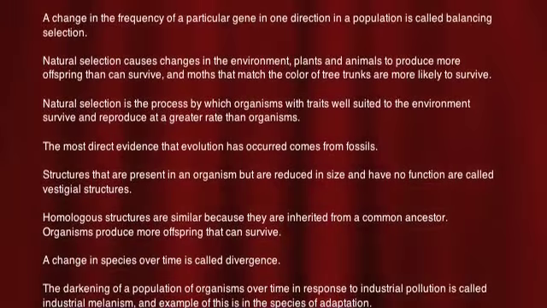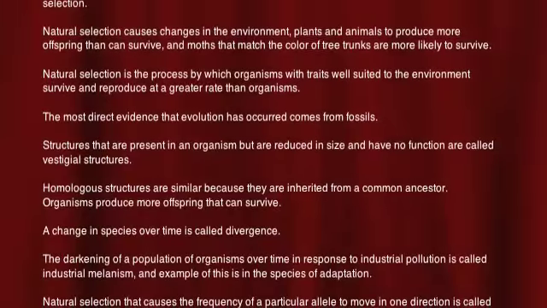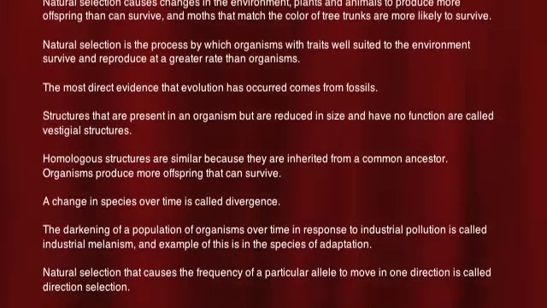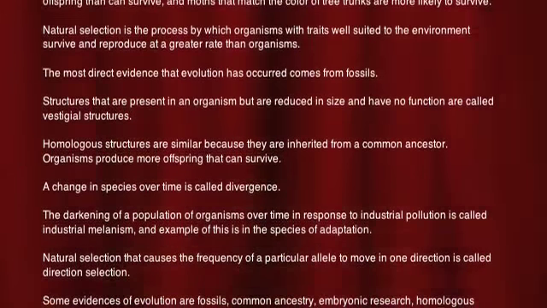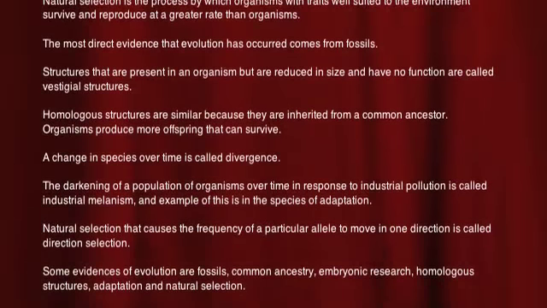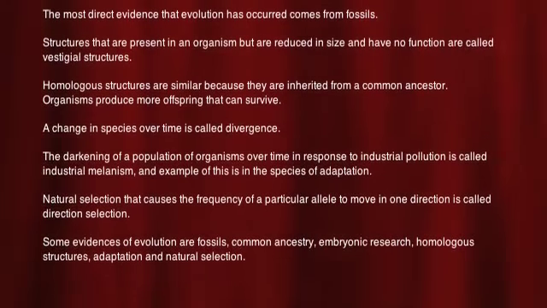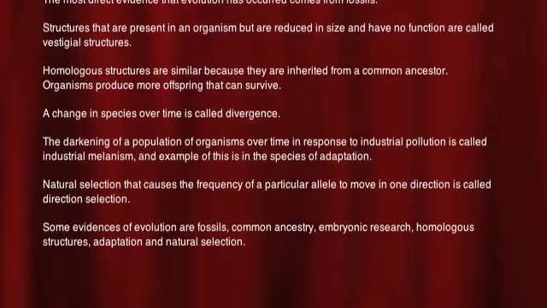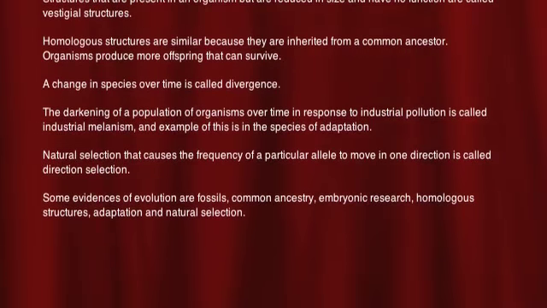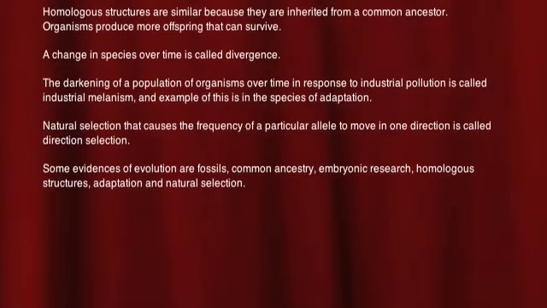match the color of tree trunks are more likely to survive. Natural selection is the process by which organisms with traits well suited to the environment survive and reproduce at a greater rate than other organisms. The most direct evidence that evolution has occurred comes from fossils. Structures that are present in an organism but are reduced in size and have no function are called vestigial structures. Homologous structures are similar because they are inherited from a common ancestor. Organisms produce more offspring than can survive.